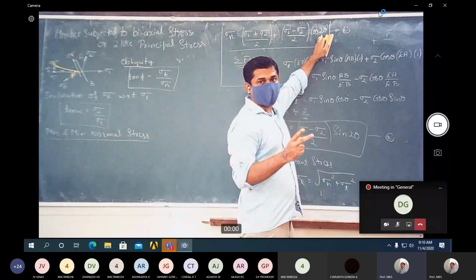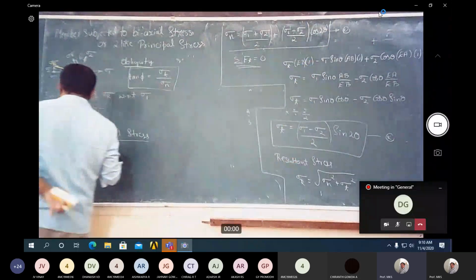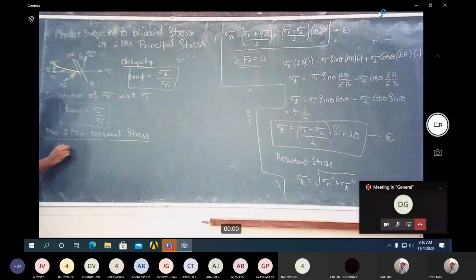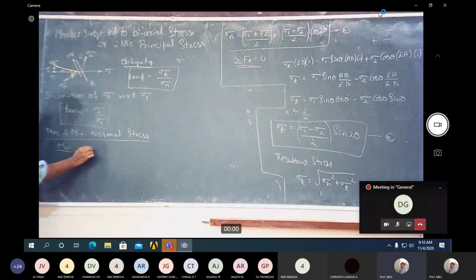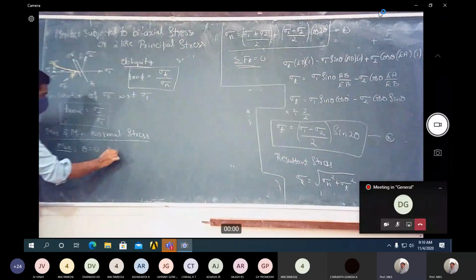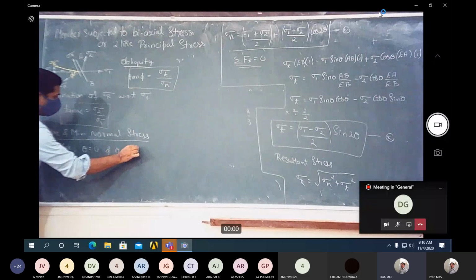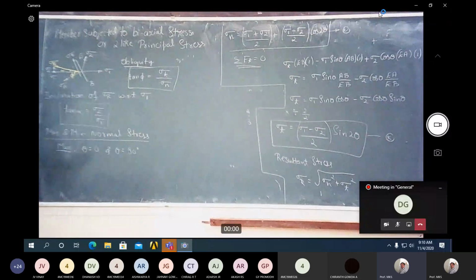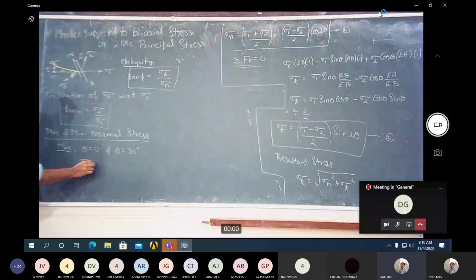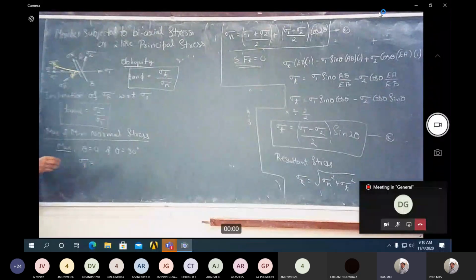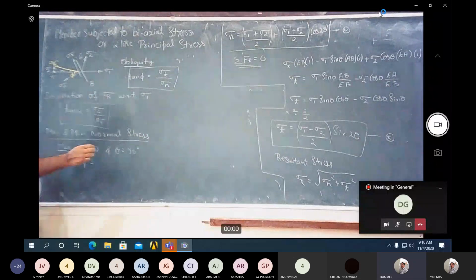So it becomes maximum. So there are two conditions. It is maximum when theta is equal to 0 and theta is equal to 90 degree. If you substitute theta equal to 0, sigma n will be equal to what? Only the first component, sigma 1, right?